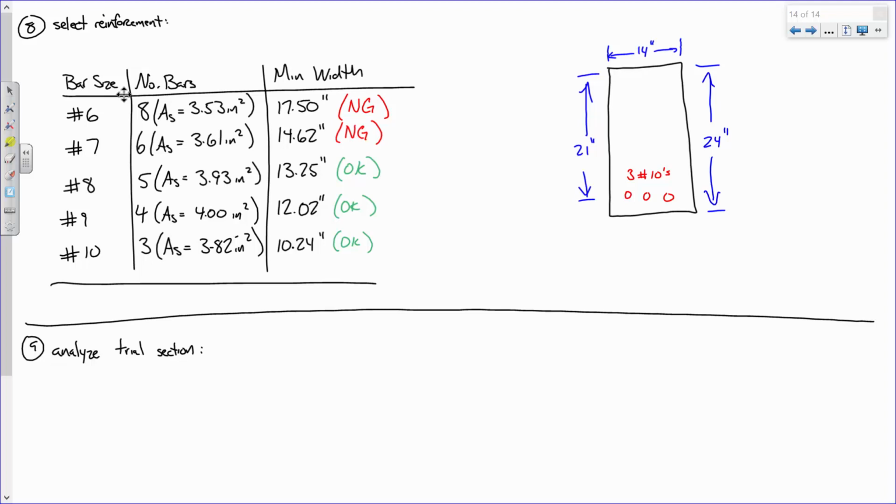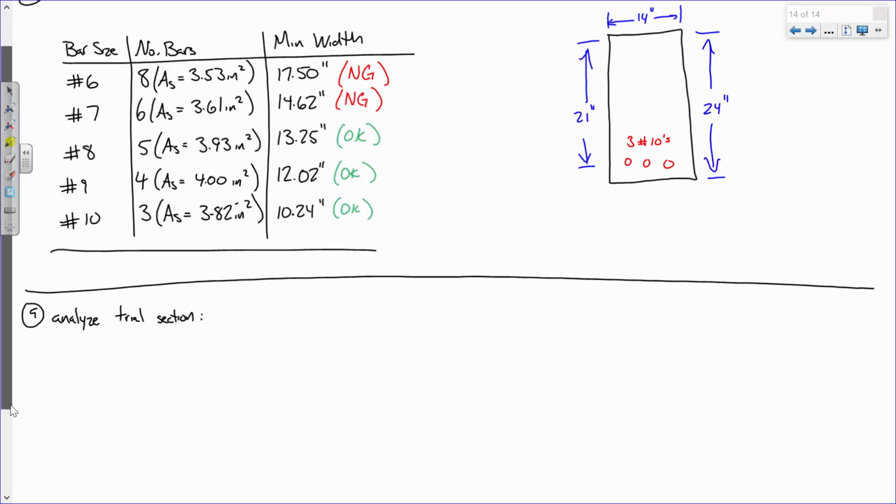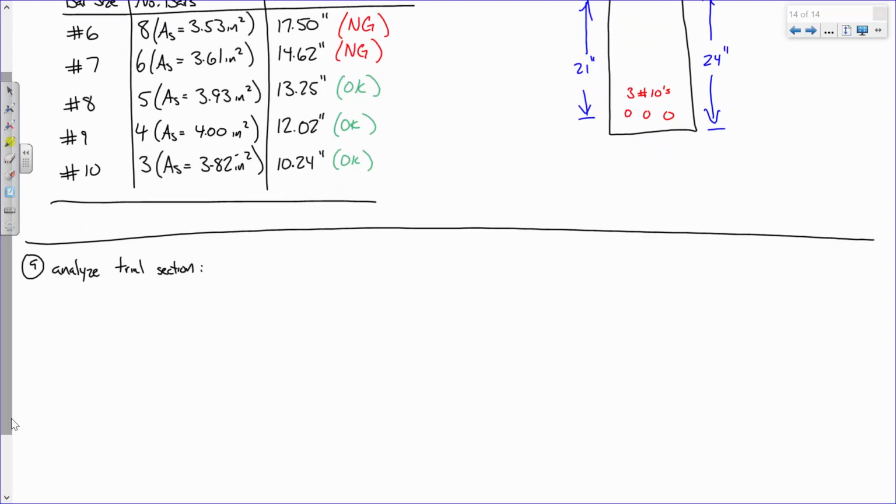Okay. So, when we're analyzing the trial section, we're basically looking for 2 things. We're looking at PMN and we're looking at MU. And we want to verify that PMN is greater than or equal to MU. So that means we need to look at both sides of the equation. So let's look at MU first. It really doesn't matter which side you look at first. That's kind of what we did at the beginning of this problem. So let's go back to that.